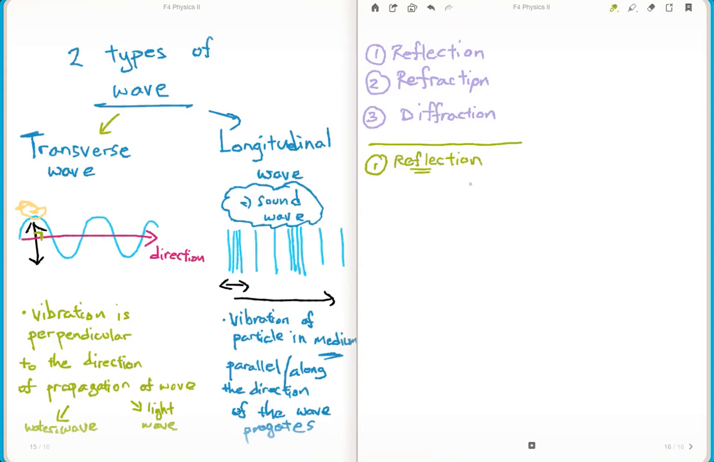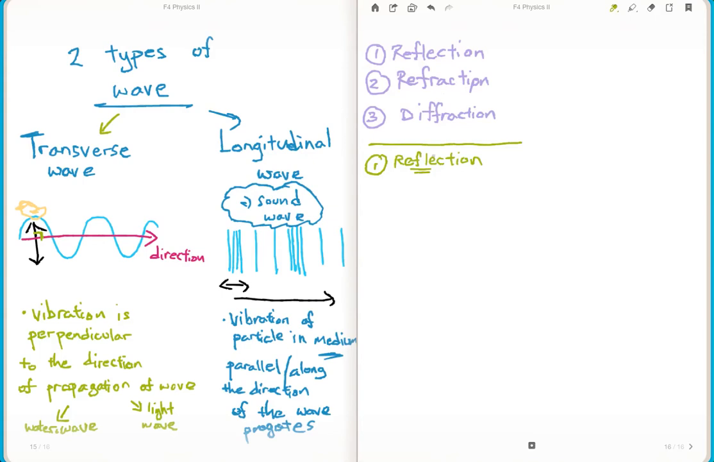What happened? They have the incident angle and also the reflection angle, just like what we had in Form 4 Chapter 5, light, where we treat light as particle. Now actually, light could be treated as wave in this manner. They call it dualism of light, because light also could be reflected as well as being refracted. And the same goes with the sound wave.